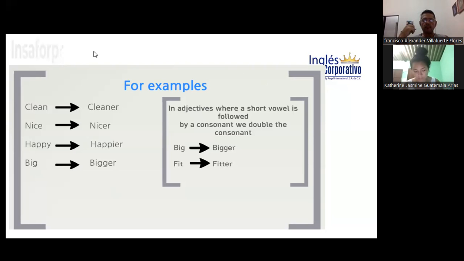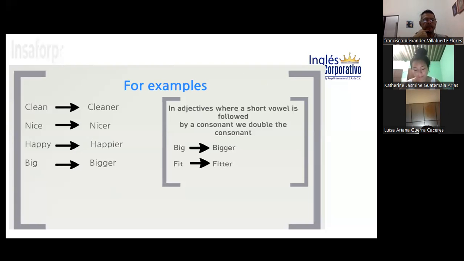Okay, so there we see the previous examples. Clean, cleaner, nice, nicer, happy, happier. We see that for happy, the rule is that since it ends in a Y, we add the Latin I plus er. And then it says, in adjectives where a short vowel is followed by a consonant, we double the consonant.